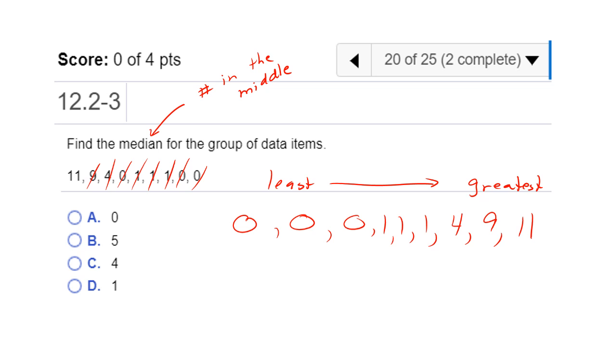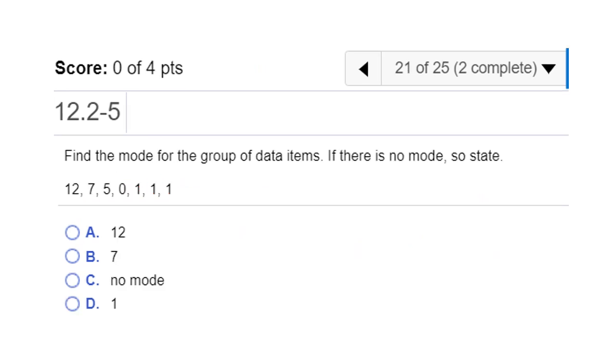If you look at that, 1, 2, 3, 4, 5, 6, 7, 8, 9. So I have 4 numbers here. I have the middle number. And then I have 4 other numbers on the other side. So the middle number is the median, and that is 1. Answer choice D.